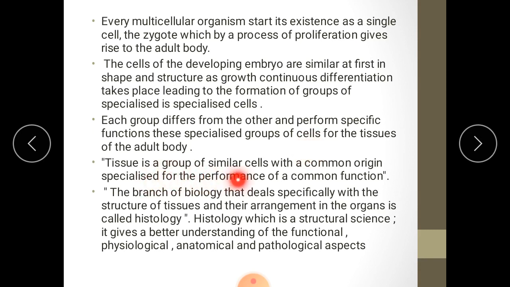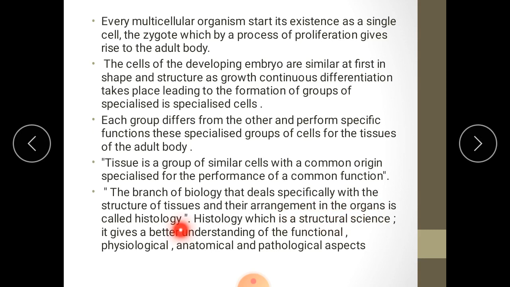Tissue is a group of similar cells with a common origin specialized for the performance of a common function. So all together perform a common function. The branch of biology that deals specifically with the structure of tissues and their arrangement in the organs is called histology.